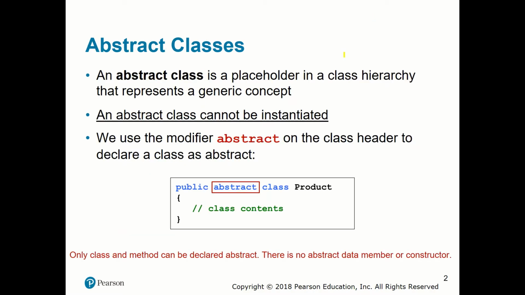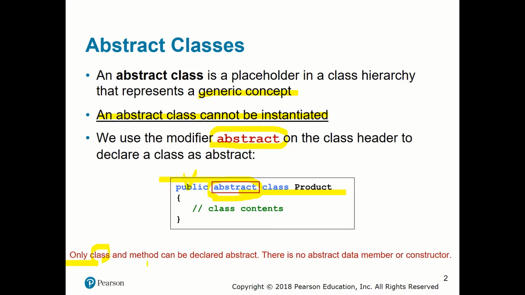An abstract class is a placeholder in a class hierarchy that represents a generic concept. An abstract class cannot be instantiated. This is an important concept. An abstract class cannot be instantiated. This means that we cannot create an object from an abstract class. We use the modifier abstract on the class header to declare a class as abstract. So this is a public class and you can write abstract here. Then this means that this class Product cannot create an object.